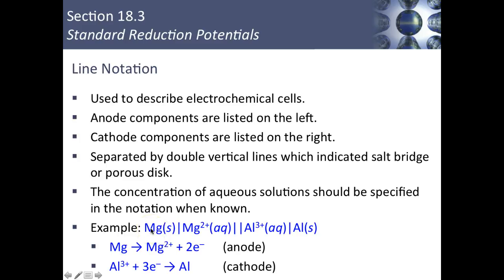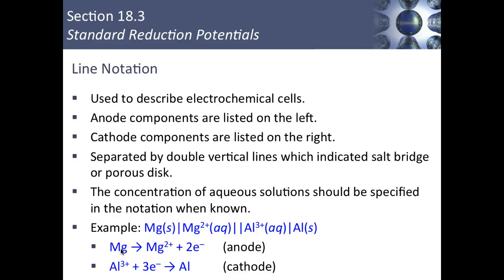So that component is always on the left. So we go magnesium solid is our main electrode, one line. Then our solution is magnesium 2+. If you have the information, you should also include the concentration. So if this was a 1 molar solution, then you want to make sure that you include Mg2+, 1 molar. Then we're going to do a double line, which is going to represent our salt bridge or porous disc.